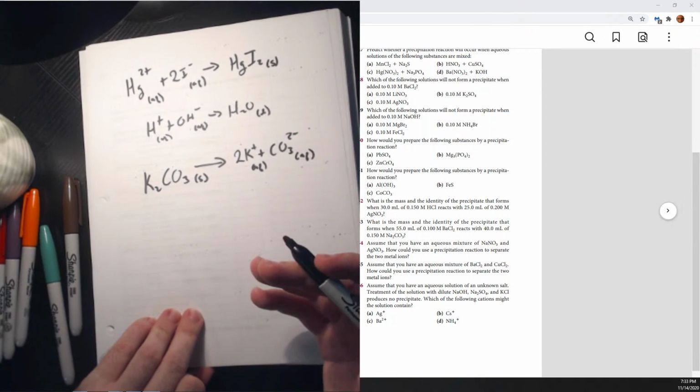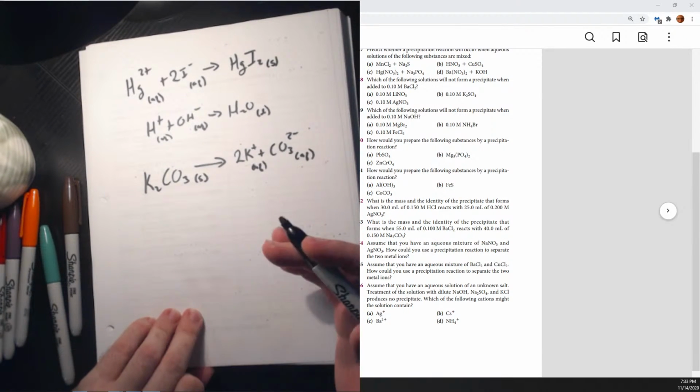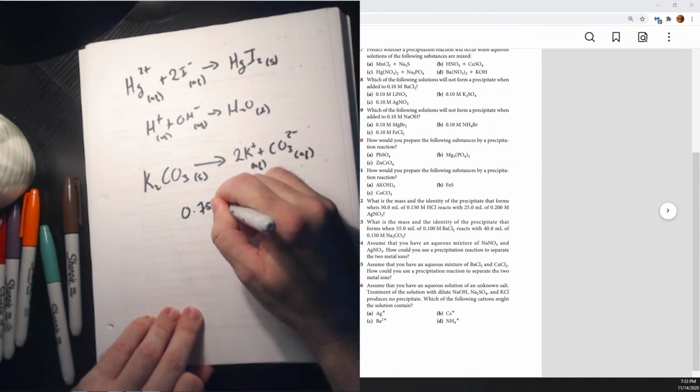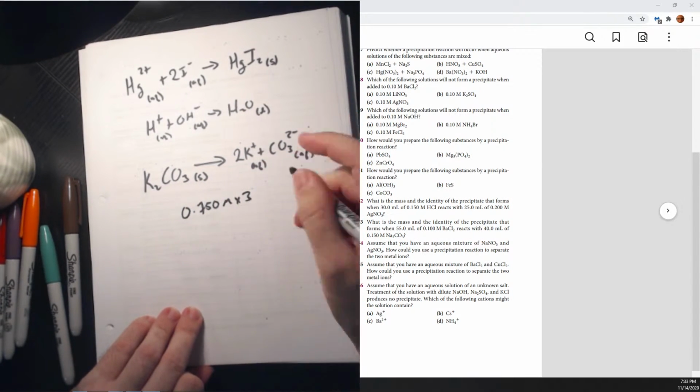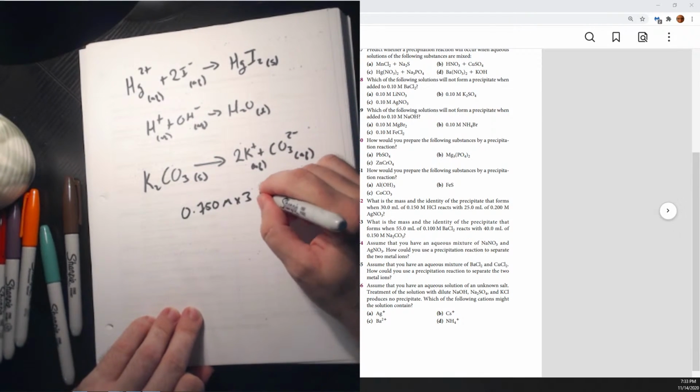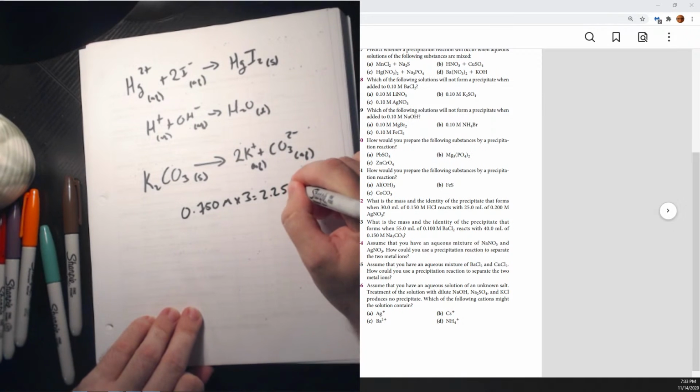So the total concentration of ions is going to be more than just the concentration itself of the salt. So 0.750 molar, you're going to multiply that by 3. Let's see, 2.1, maybe 2.25 molar.